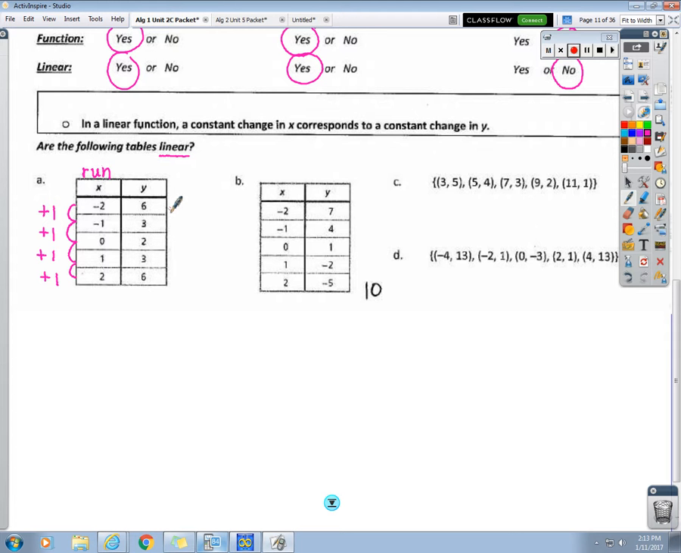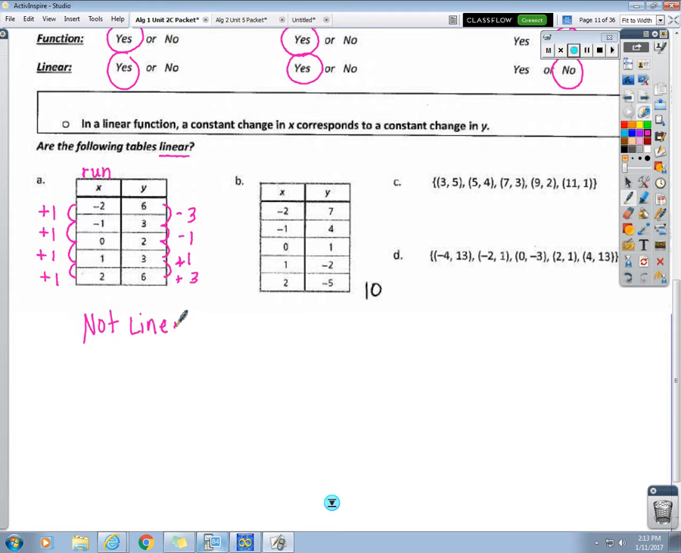Now let's look at the Y's. First you go down 3, but then down 1, then up 1, and then up 3. It is a pattern, but is it linear? No. So this one is not linear.